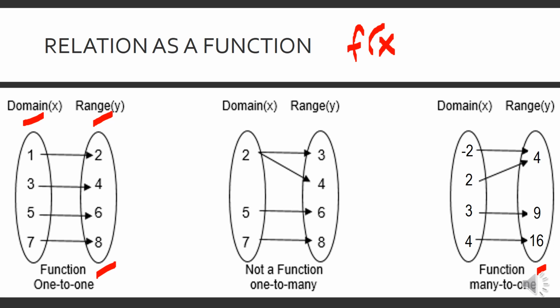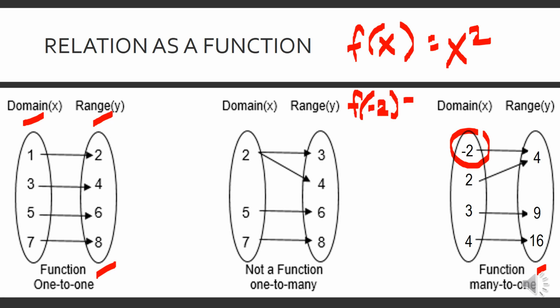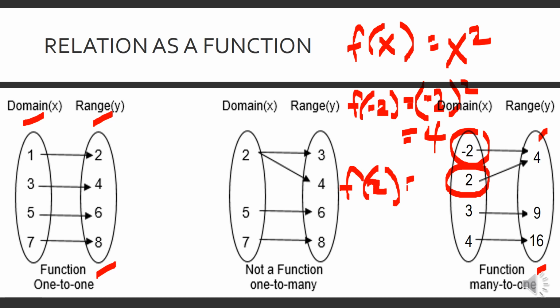f of x is equal to x squared. Okay, so let's consider -2. f of -2 is equal to -2 to the second power, and that will be equal to 4. Check. Let's consider the second one, 2. f of 2 is equal to 2 to the second power, and that will be equal to 4. Check. Which only means that there's a possibility that we will have different values for x, but the same value for y. And still, that is considered to be a function.